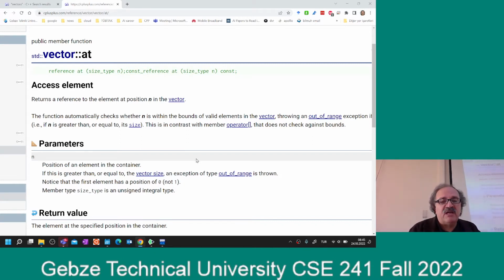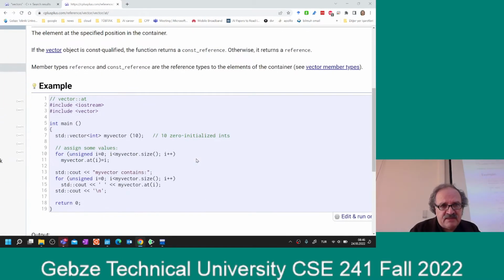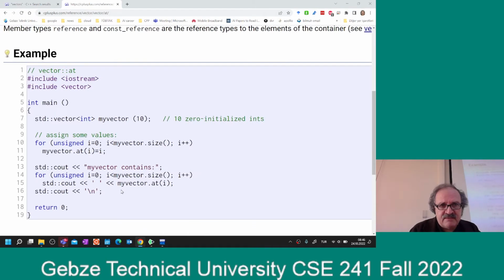If you are lucky, you are going to get a crash. That way, you will know that you did something wrong. If you are not lucky, you will get some junk number. At doesn't do that. At always checks if your index is greater than or equal to 0 and less than the size of the vector. Okay, it always checks that. If it is not, then it does something that you don't know how to handle yet.